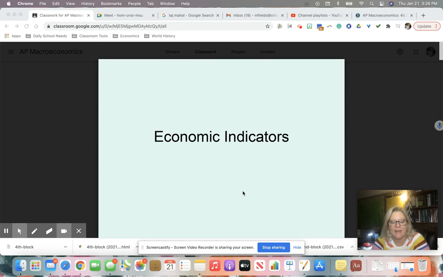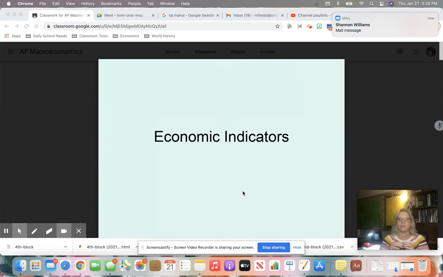Okay, this is the beginning of our second unit. So in our first unit, we talked about the basics of economics. We talked about scarcity and our factors of production and how we put those factors of production or resources together in order to produce goods and services. And we talked about that we have to make decisions about how we're going to use our resources. And when we do that, we make choices.